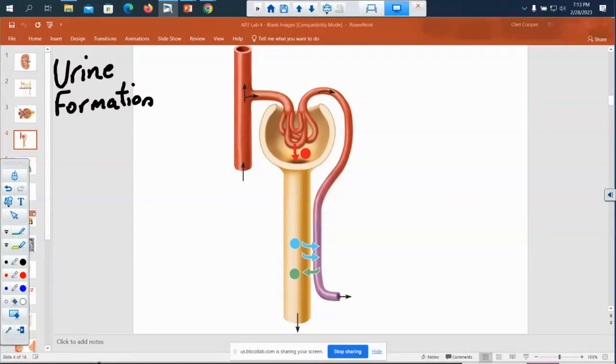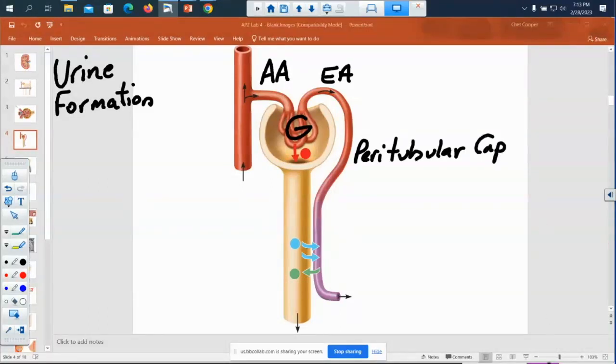Now, what is this picture? Well, I bet you can tell me what this is. That's a glomerulus. Because look, here's the big one, so that's afferent. So what's this have to be? And then these that come out, those are your peritubular capillaries.